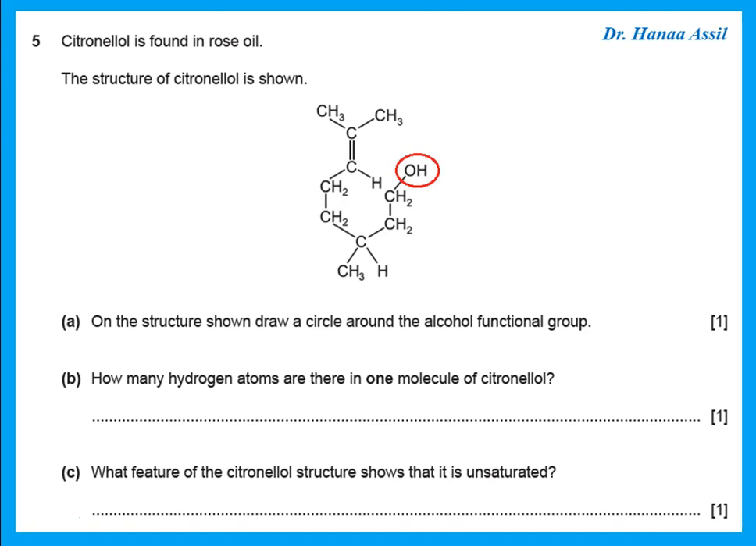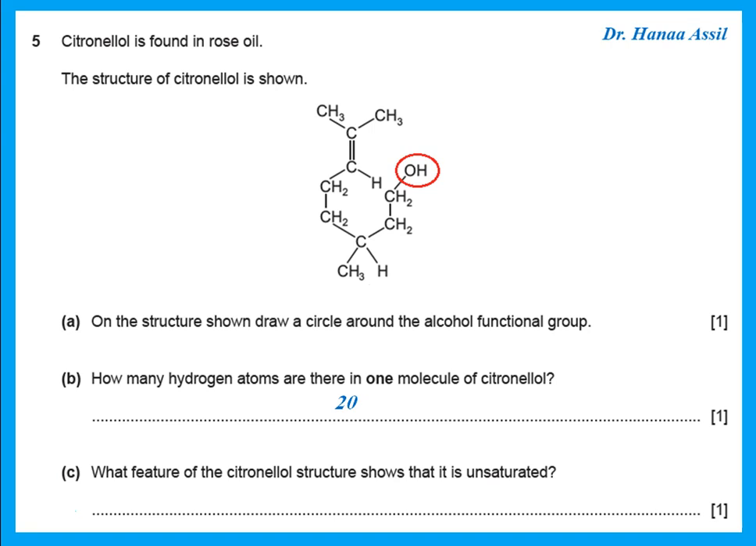How many hydrogen atoms are there in one molecule of this compound? Well, sit down and calculate all of this. 3 plus 3 plus 2 plus 2 plus 3 plus 1 plus 2 plus 2 plus 1. So the total number of hydrogen atoms, if you count them, is 20.